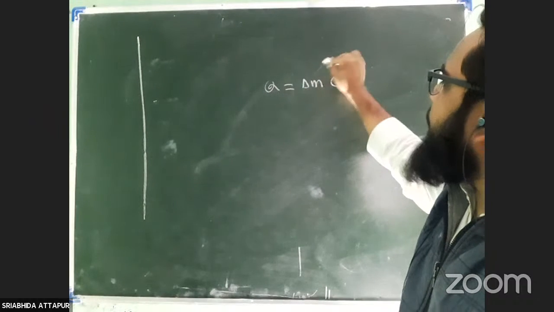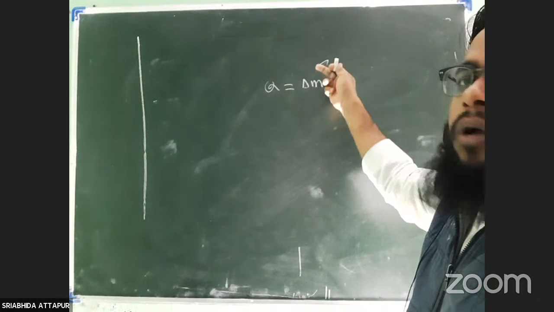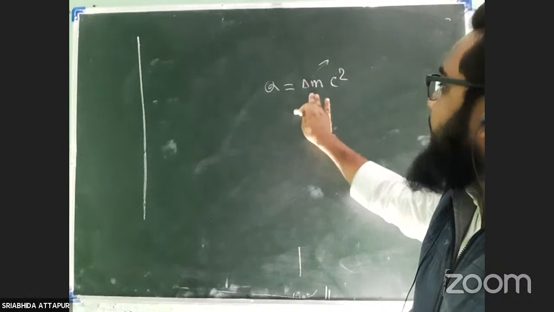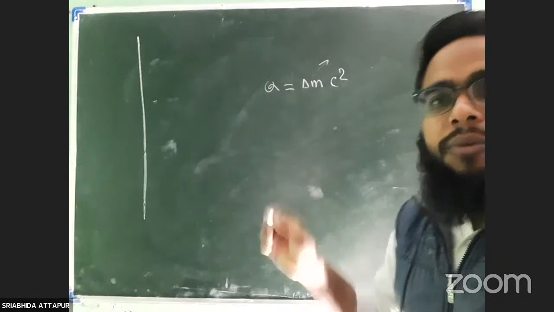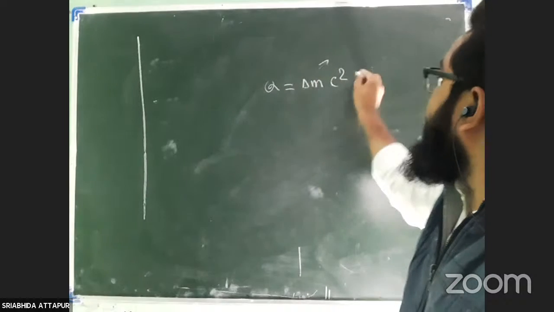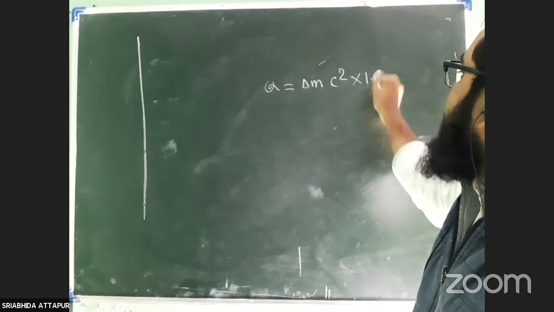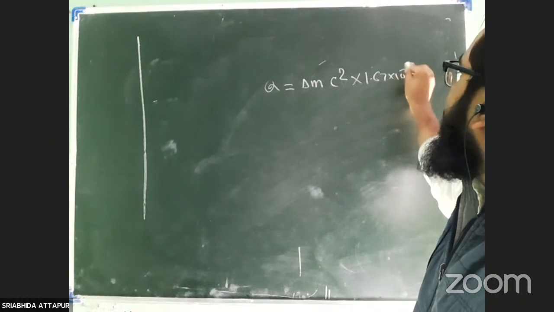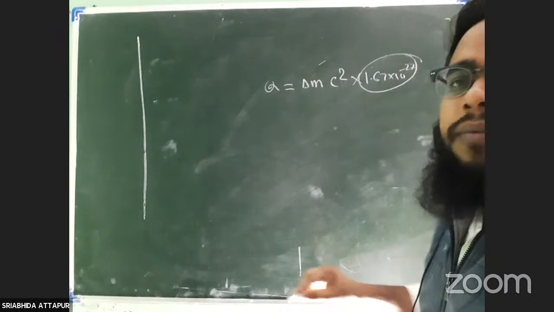And when we converted delta m into AMU, they are thinking you should divide it by 1.67 to the power minus 27. But sir, you multiplied here, 1.67 into 10 power minus 27. It is correct actually. You have to multiply. Why?